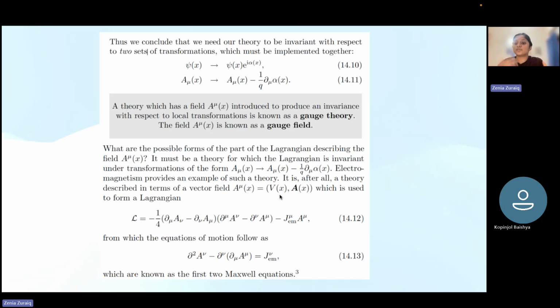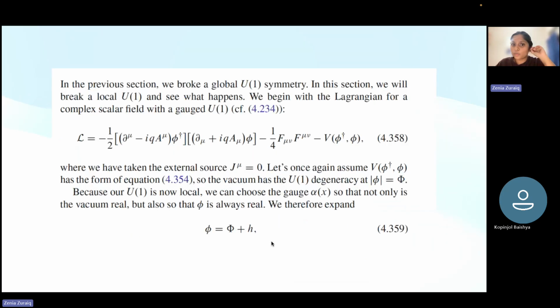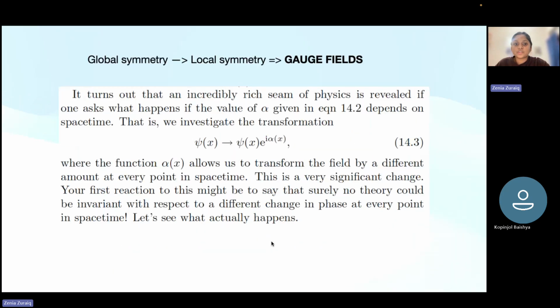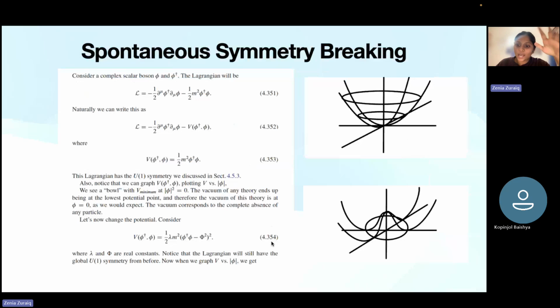So already we have seen a gauge theory, which is electromagnetism. Electromagnetism provides an example of such a theory. It's a theory described in terms of a vector field, which is used to form the Lagrangian, and from it the equations of motion follow. Okay, so why is this all important? Because let's go back to symmetry breaking. In the first part of today, I showed you what happens when we break a global symmetry. There, the symmetry was constant throughout space-time.